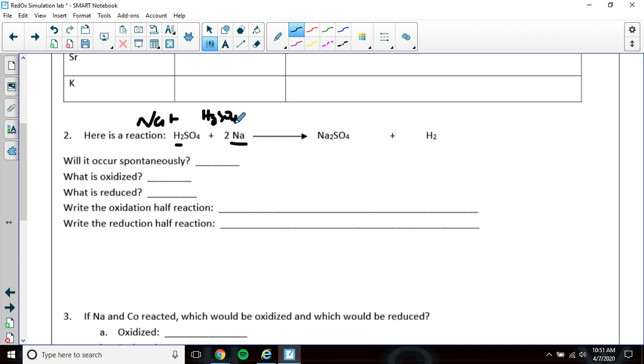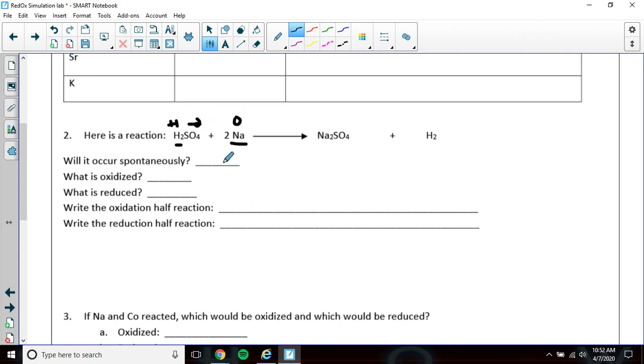I just changed the order of which way I wrote the ingredients. So is Na above H on table J? If it is, it will be spontaneous. And that's the answer here. And then what is oxidized? So now you need to go ahead and put in your oxidation numbers.